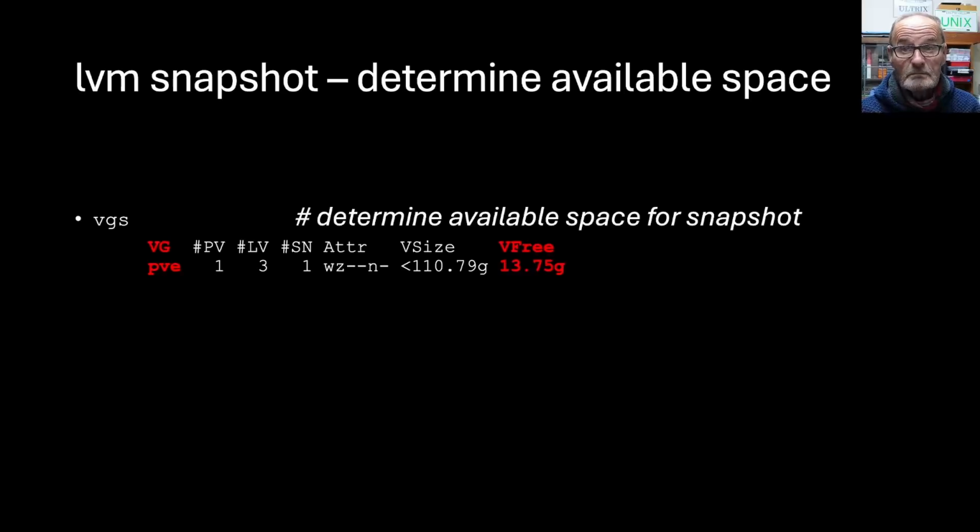In a default Proxmox setup, there will only be one volume group, and it has always been called PVE in my experience. And we need to know how much space we've got free, and that's at the end. So we've got 13.75 gigabytes free here. And it's surprising how little you need, actually. In fact, remind me to check how much space an upgrade takes. I will try and remember.